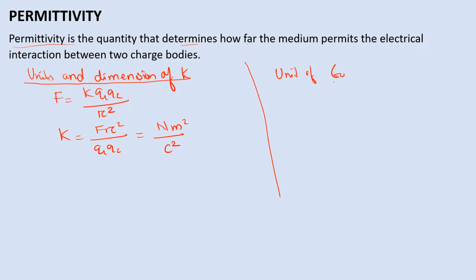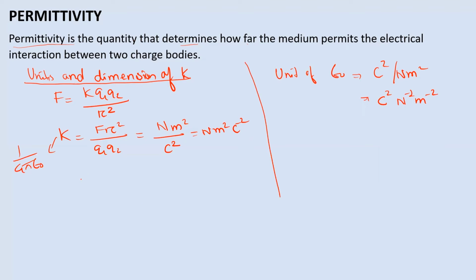Similarly, you can write the unit of epsilon naught. That will be obviously the reverse, because you know K is equal to 1 by 4 pi epsilon naught. So the unit will be just the reverse: Coulomb square by Newton meter square. Just the reciprocal. You can write the unit of K as Newton meter square Coulomb inverse square, and this as Coulomb square Newton inverse meter square inverse. Done.